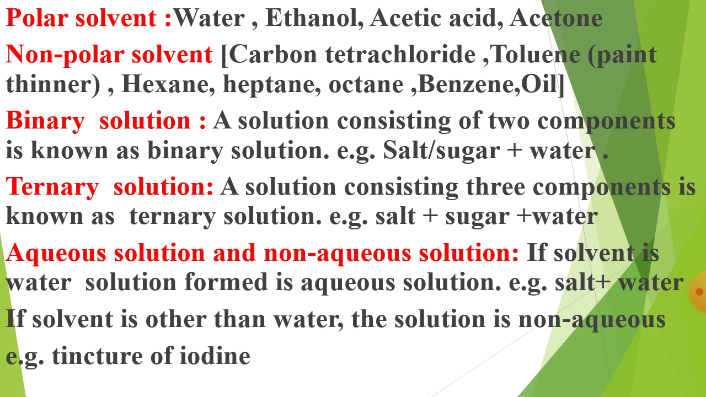Then ternary solution, as the name indicates, ternary, that means three components. Quaternary may be four components. So ternary solution may be defined as a solution consisting of three components is known as ternary solution. The most common example we use in the houses, salt plus sugar plus water.